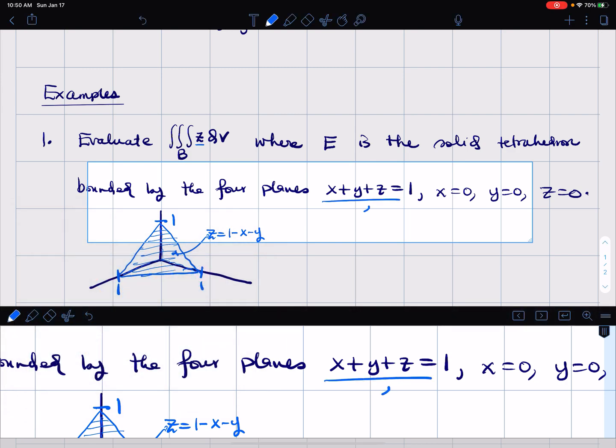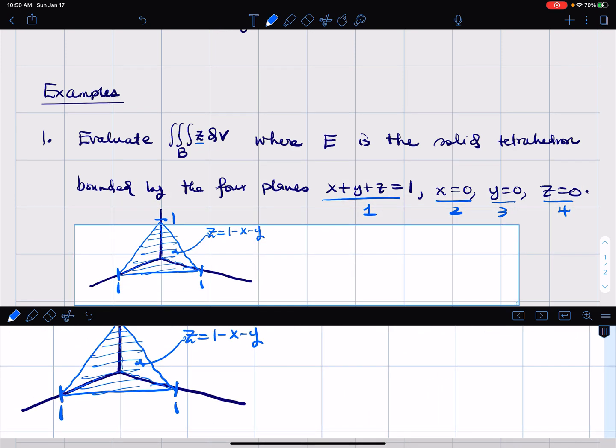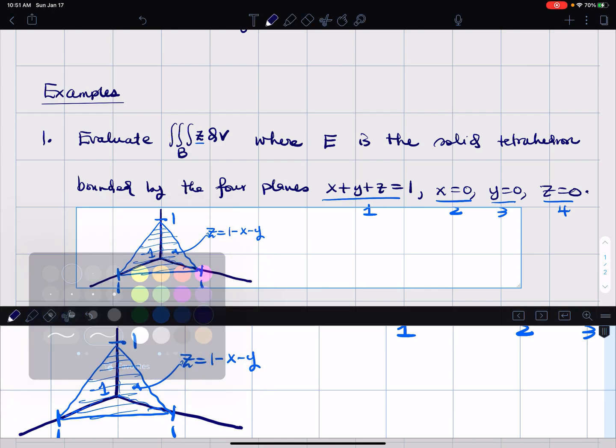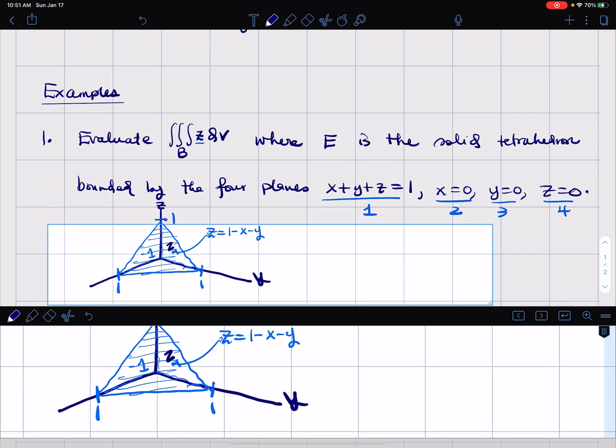I'm going to call this plane 1. So I can just label it plane 1, plane 2, plane 3, plane 4. So this is plane 1, the triangular plane facing us. Plane 2 is the triangle on the YZ plane. And this is plane 3. Plane 3 is a triangle on the ZX plane. And plane 4 is the triangle on the XY plane. Okay? So we have 4 faces.